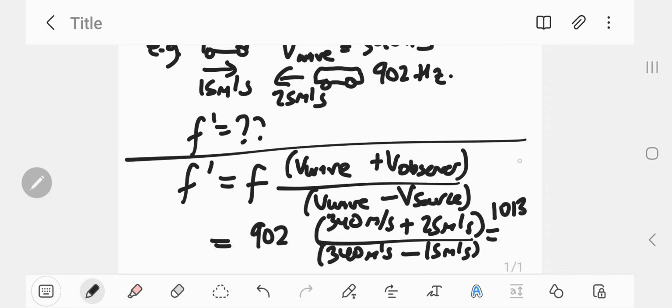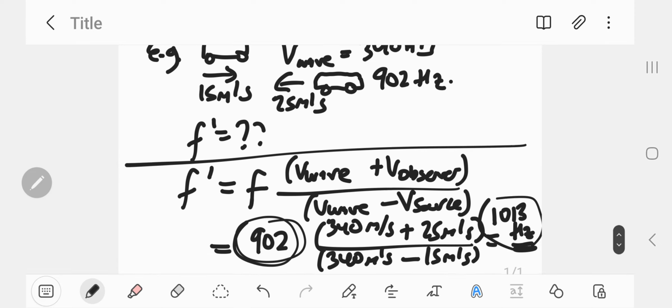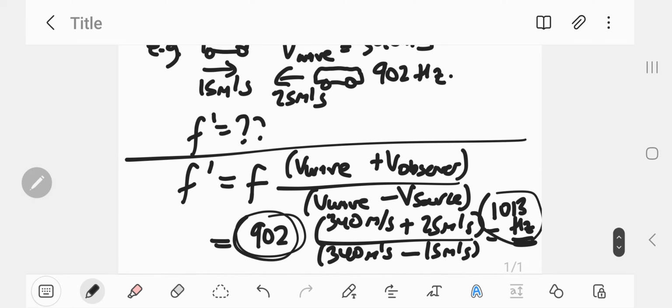roughly 1013 hertz. So there's an observable difference here with the frequencies. The frequencies are both different. Just a sanity check, checking that the numbers make sense: there's a difference in frequencies for the two observers. And that's the Doppler effect.